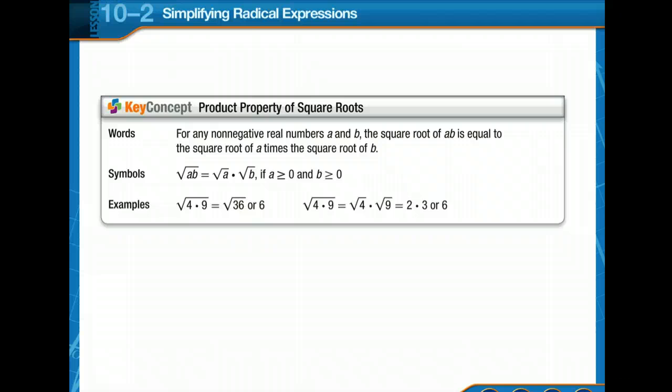Our key concept. Now we've done this before where you've got a number like the square root of 36 and we're going to use our factor tree. You won't necessarily see a factor tree on this, but we're using that same process in order to find out what the answer is. So the square root of a times b is the same thing as the square root of a times the square root of b. Okay?